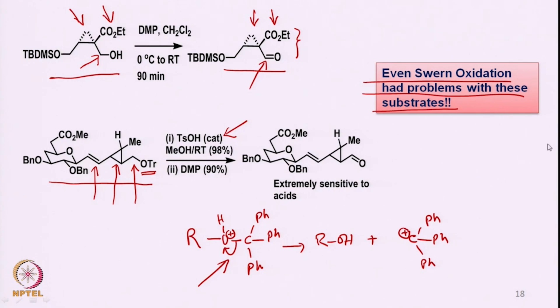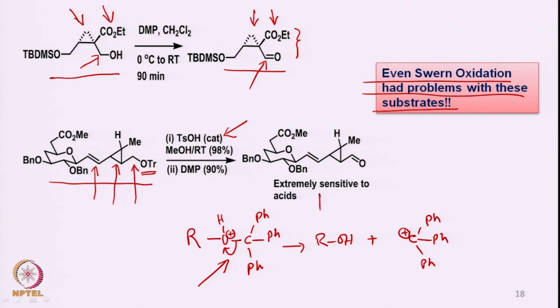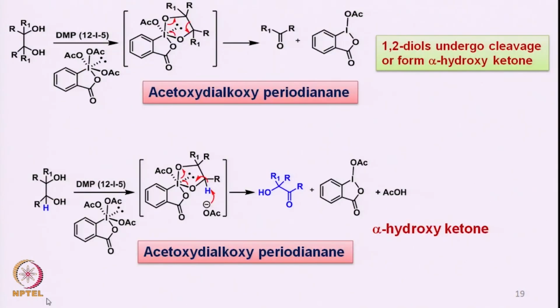This is an extremely sensitive substrate for the acids. This can easily get protonated and this bond can open in many ways, and therefore this is a very important substrate which clearly indicates that DMP is very useful for this kind of oxidation involving acid sensitive substrates.